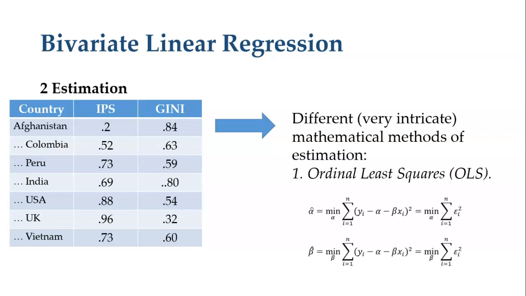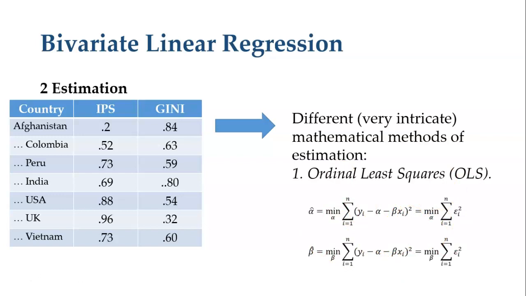So there are different formulas to estimate the linear regression, and we're not going to focus on that because the mathematics of this is kind of difficult. But it's very similar to what we had in the past. So we have here, for instance, the countries, we have the index of political stability, which is our dependent variable, and we have the Gini coefficient, which is our independent variable. Okay, and the most common method to estimate this is called the ordinary least squares, and you can see here that it is not very simple.